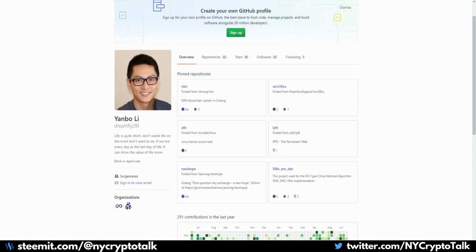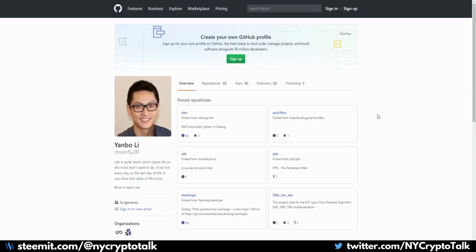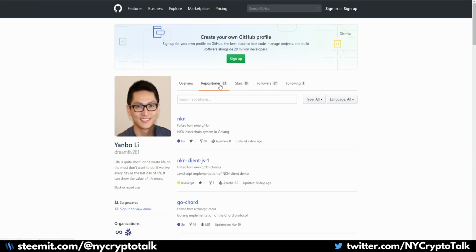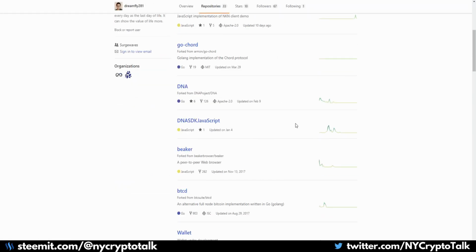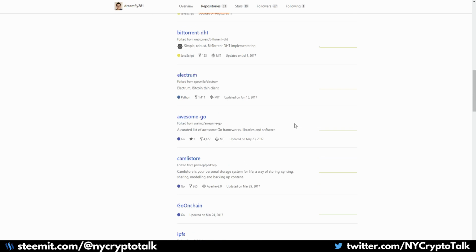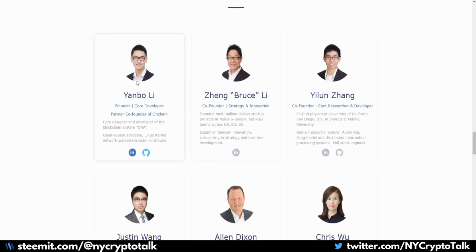You can actually even go to his GitHub page and check out all the repositories he has worked on in the past, as well as all the different code he has written. He is the main developer on the project, so not only is he the founder, but he is also the core developer as well. And then you have Bruce Li, who spent many years at Nokia and led the R&D across teams in the US, European Union, and in China.